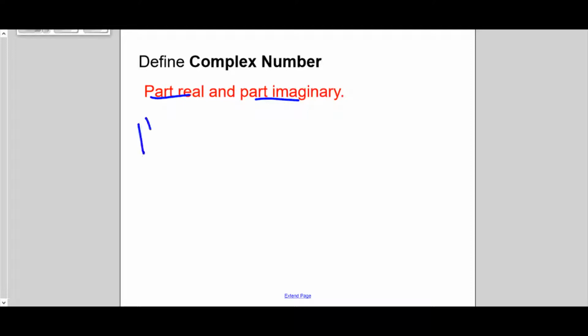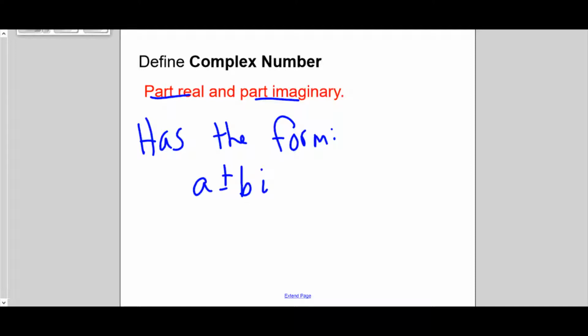And it has the form a plus or minus bi. So in this form, here is your real part, the a. And this is the imaginary part because it has an i with it. So this is the imaginary part.